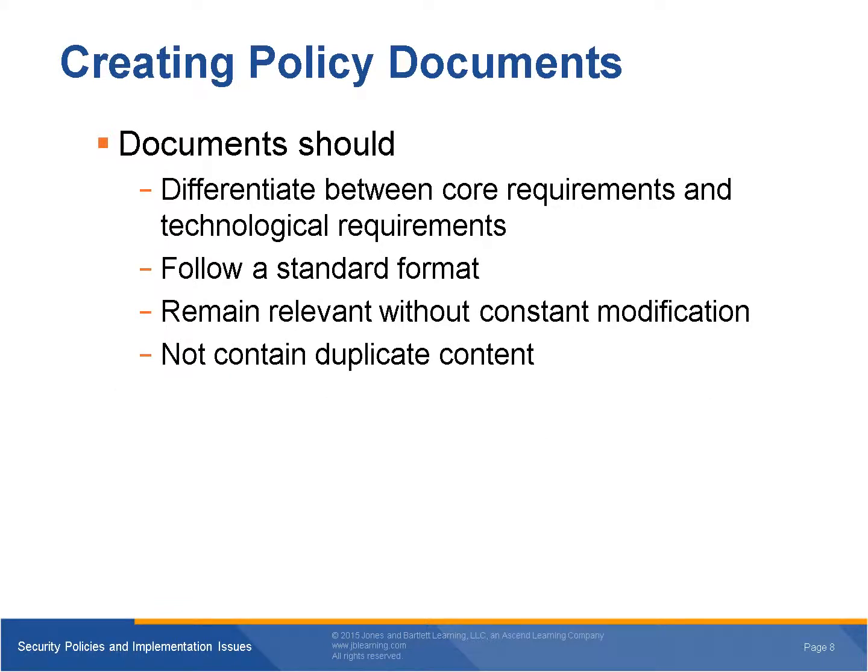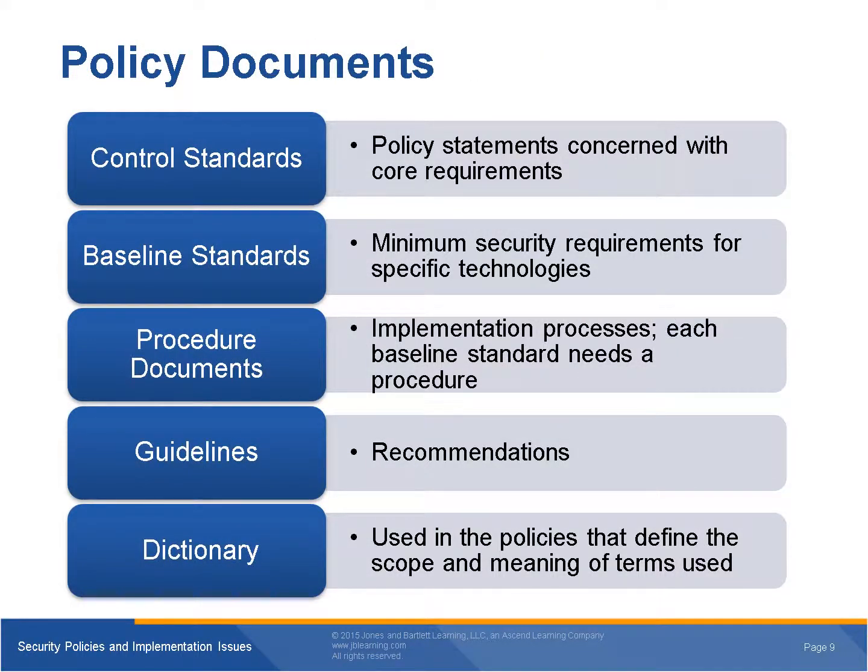So creating policy documents should differentiate between core requirements and technological requirements. It should follow a standard format, should remain relevant without constant modification, and not contain duplicate content. So the basic anatomy of policy starts with understanding the different types of documents that capture the domain security control requirements. 4 common documents are the control standards.